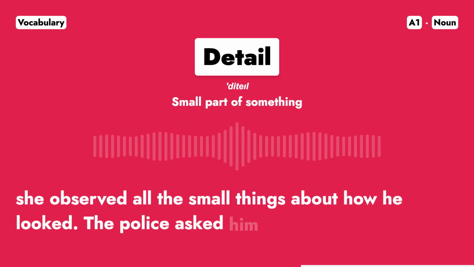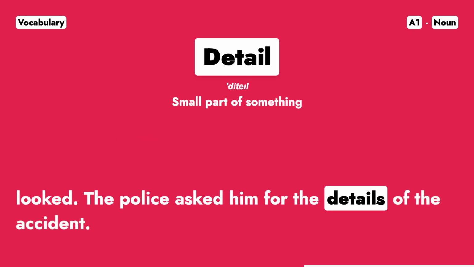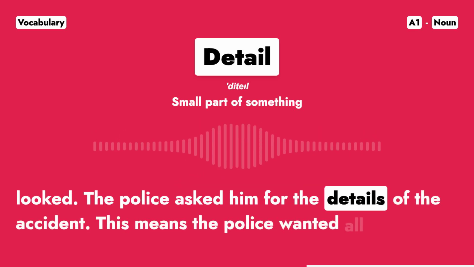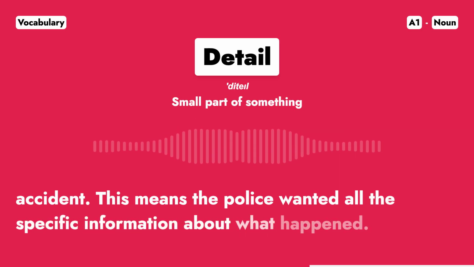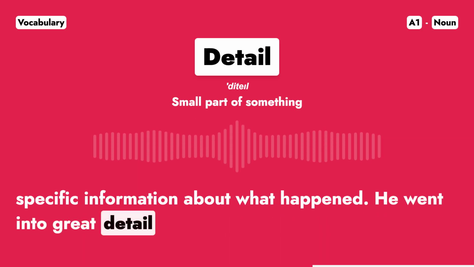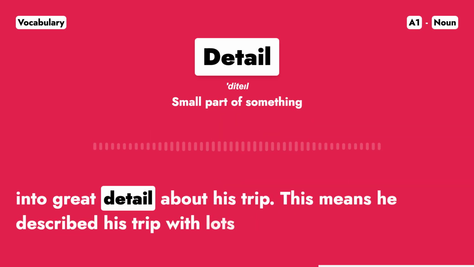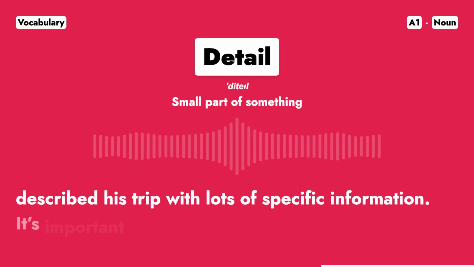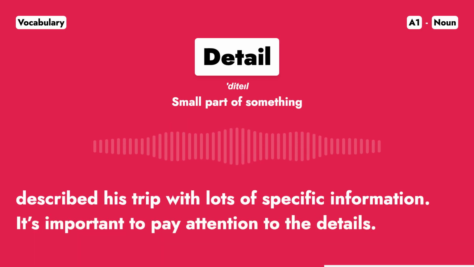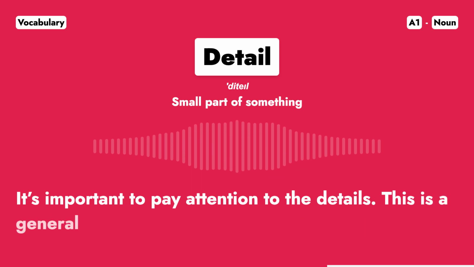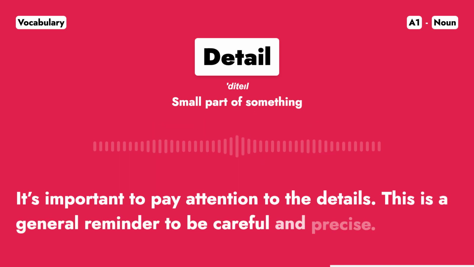The police asked him for the details of the accident. This means the police wanted all the specific information about what happened. He went into great detail about his trip. This means he described his trip with lots of specific information. It's important to pay attention to the details. This is a general reminder to be careful and precise.